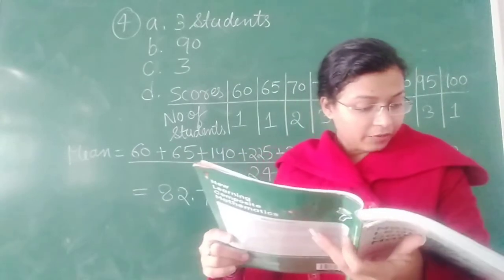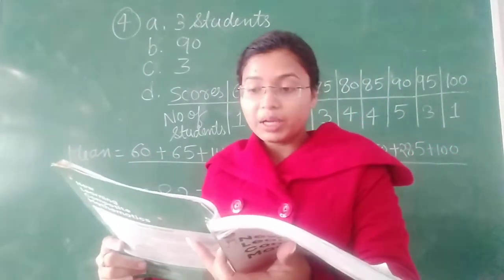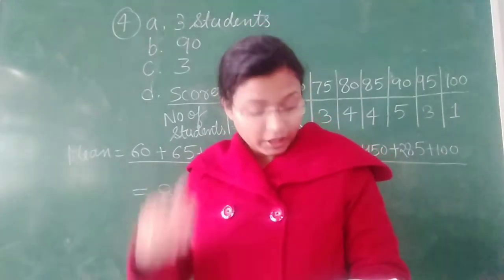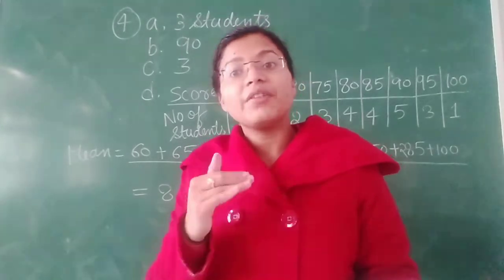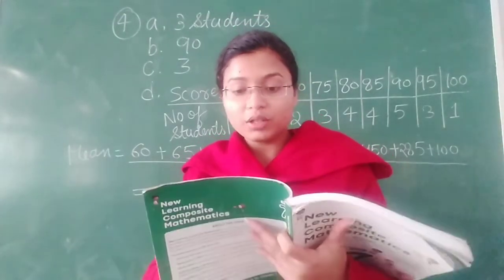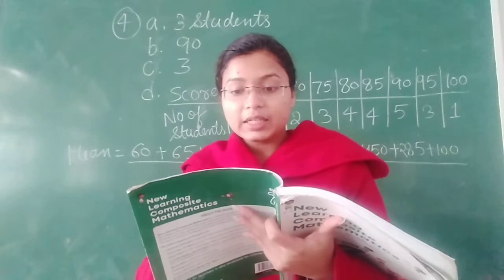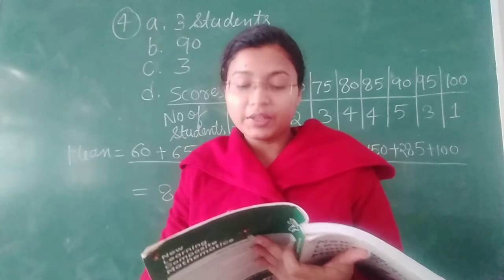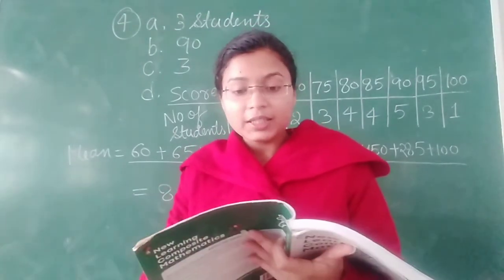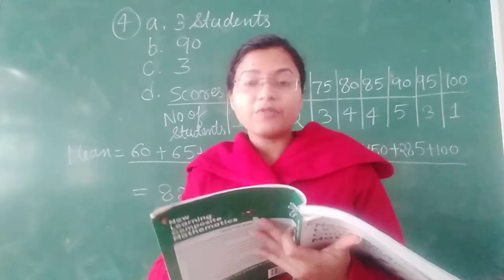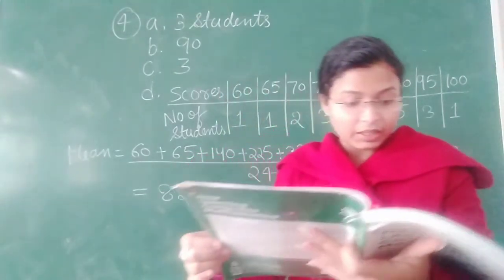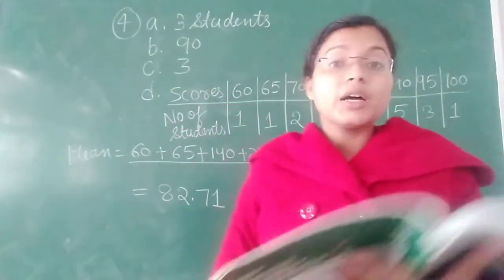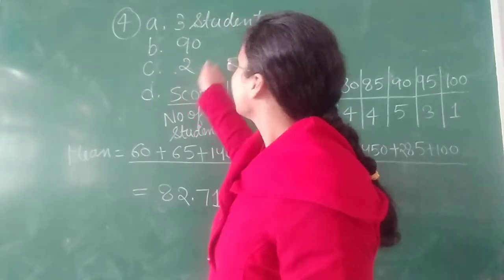Next is, if the pass score was 70, how many did not pass? It means you have to check how many students got less than 70 marks, because 70 marks is the passing marks. Here you will see 60, 65 and 70. No, it is talking about below 70. So 60 and 65. 60 got only one student and 65 got only one student. Now according to this, 2 students got less than 70 marks.